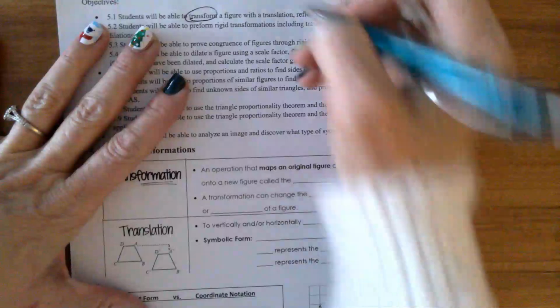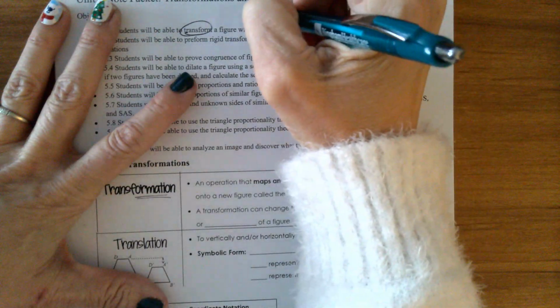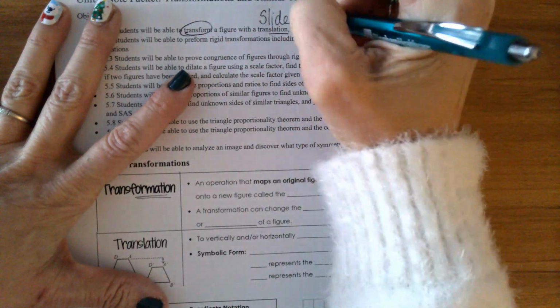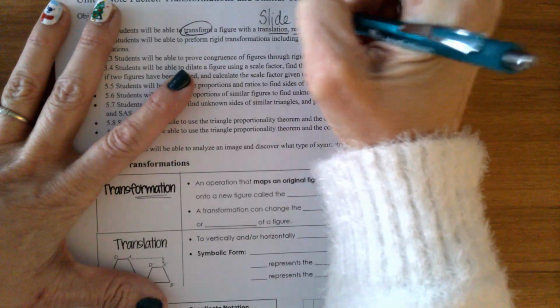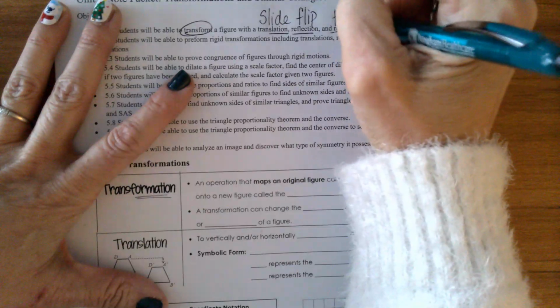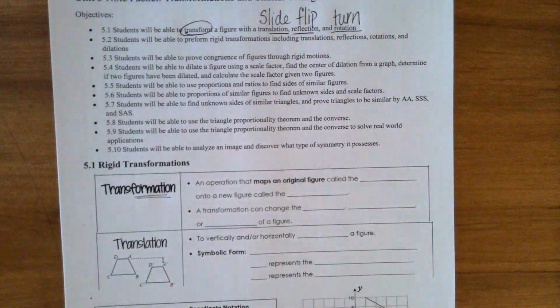By the way, a translation is a slide. A reflection is a flip or a mirror. And a rotation is a turn. You might want to write those down.